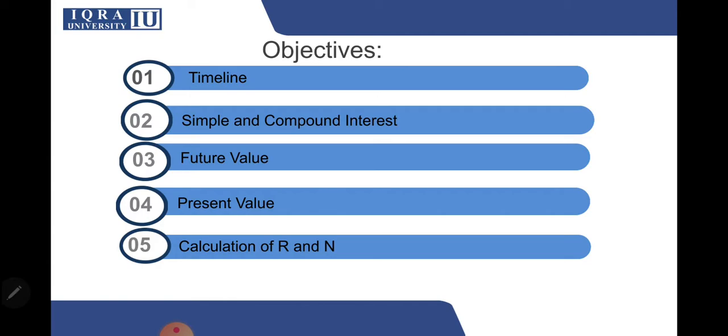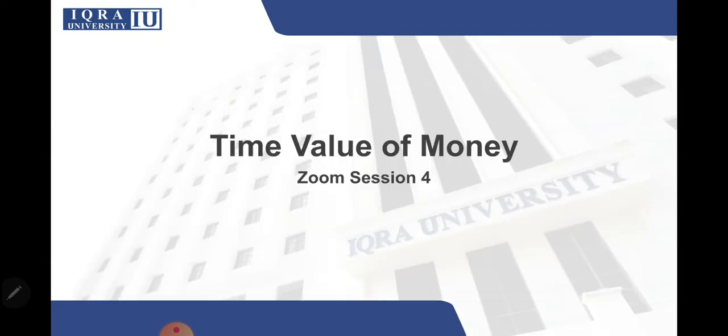These are your objectives. So in today's lecture, we will discuss number 1, what is a timeline? Then number 2, what is simple and compound interest? Future value, present value, and lastly calculation of R and N. But before we go into these objectives, we will first talk about the topic itself, time value of money.